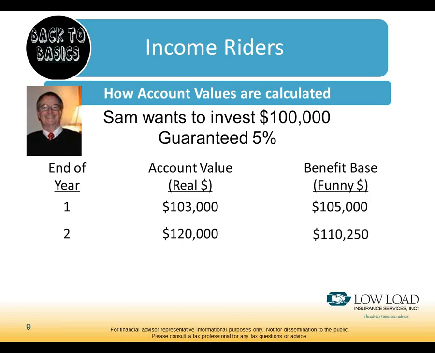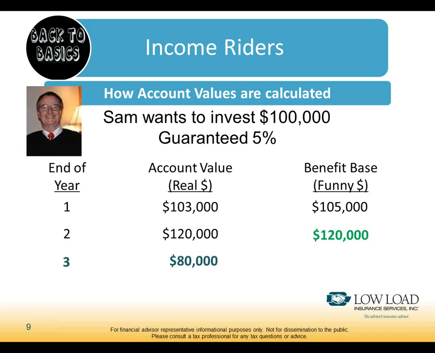His benefit base is still guaranteed to grow at that 5%, so it's going to be worth $110,000. Now, one of the nice features with these income riders is they have a feature called a step-up feature. And what that says is that on a policy anniversary, now that anniversary can be annual, could be quarterly, could be monthly. There's even an annuity out there that does it on a daily basis. But we're going to use annual in our example. So on a policy anniversary, if our account value is greater than our benefit base, it is not going to be worth $110,000. It will actually step up to equal the $120,000. So at the end of year 2, both our account value and our benefit base are worth $120,000.